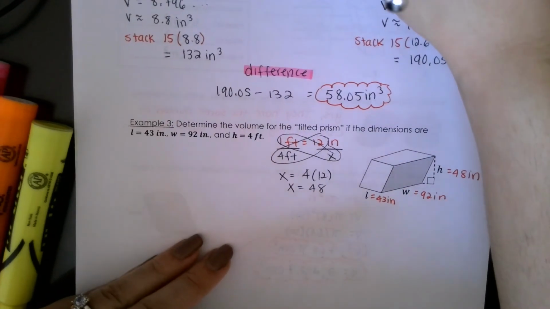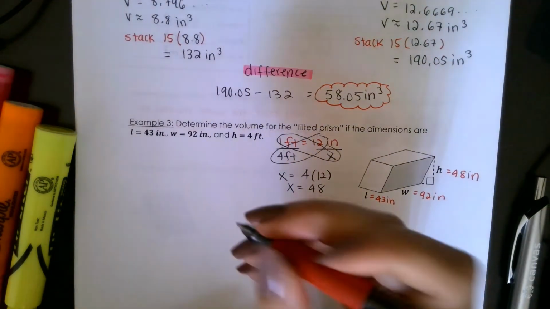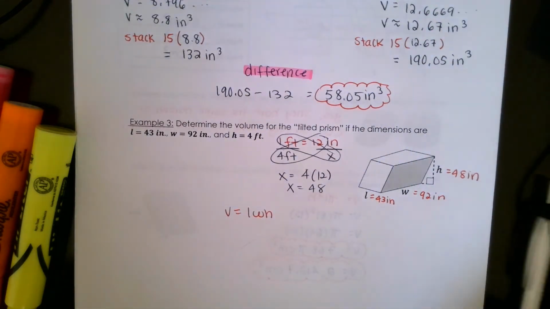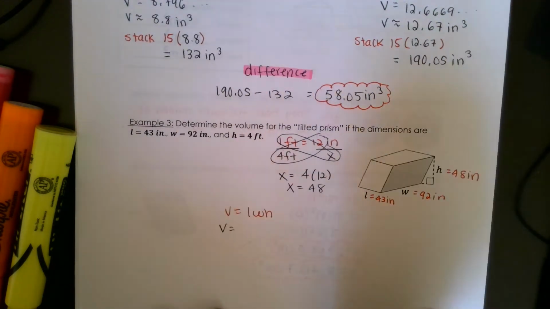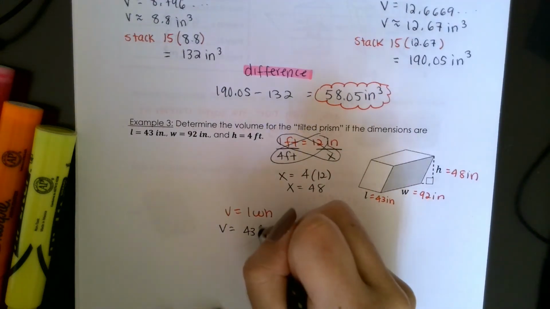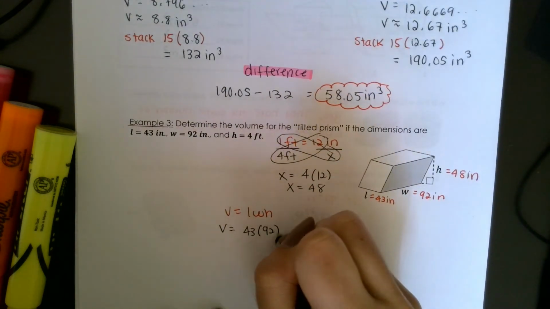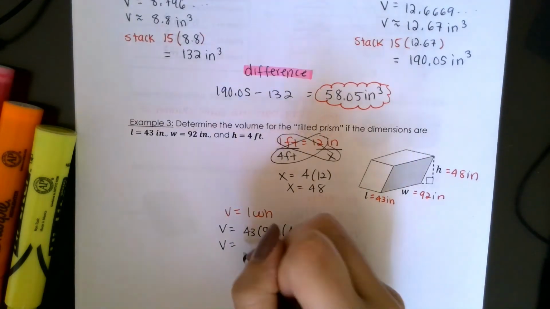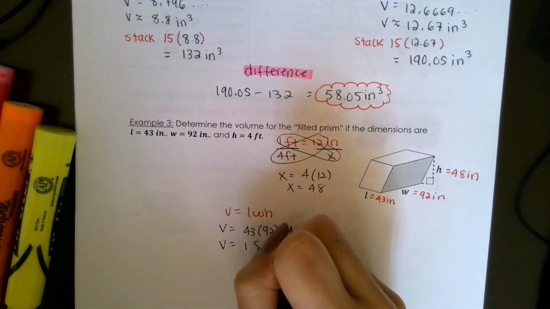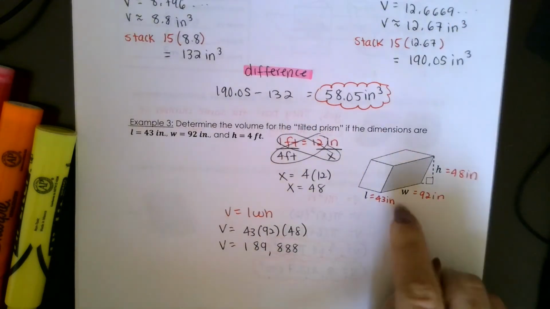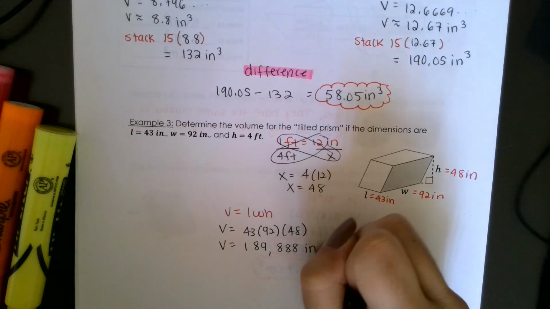Let's go ahead and use our formula for the prism. The prism is length times width times height. So just substitute your values because they're all in the same units now. So we have 43 times 92 times 48. So the volume in inches will be 189,888 inches cubed.